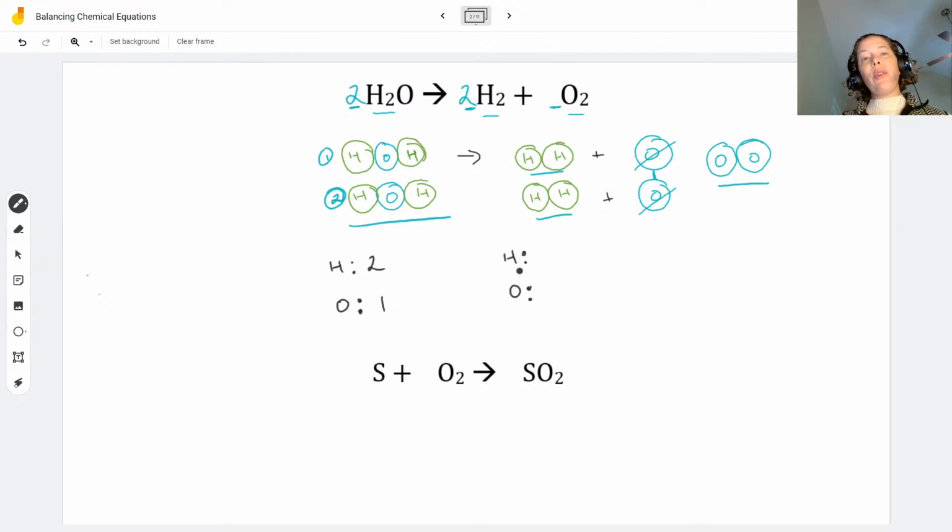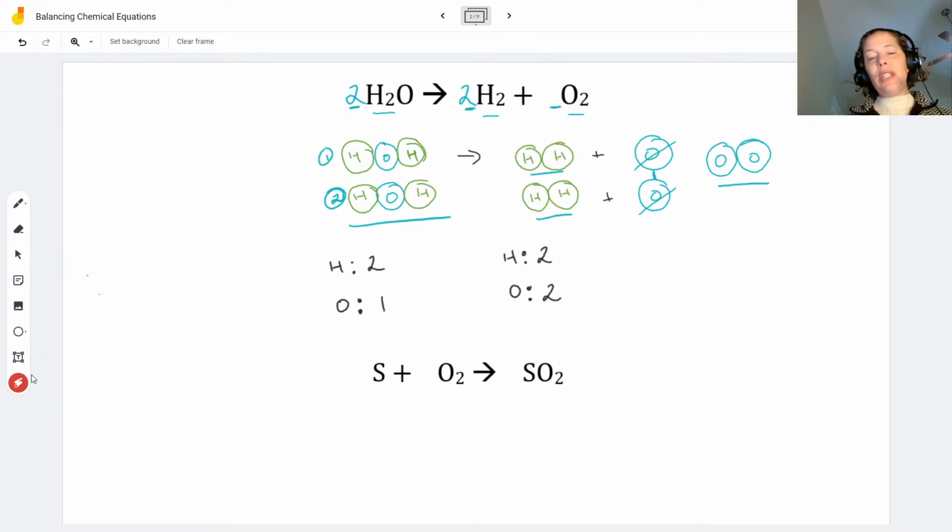Again, you're not going to create or destroy an atom in a chemical equation, so you should have the same types of atoms on the reactant side and the product side. If you don't, something is wrong with the reaction. Okay, so initially I have 2 hydrogen atoms, and you can see I have 2 oxygen atoms.